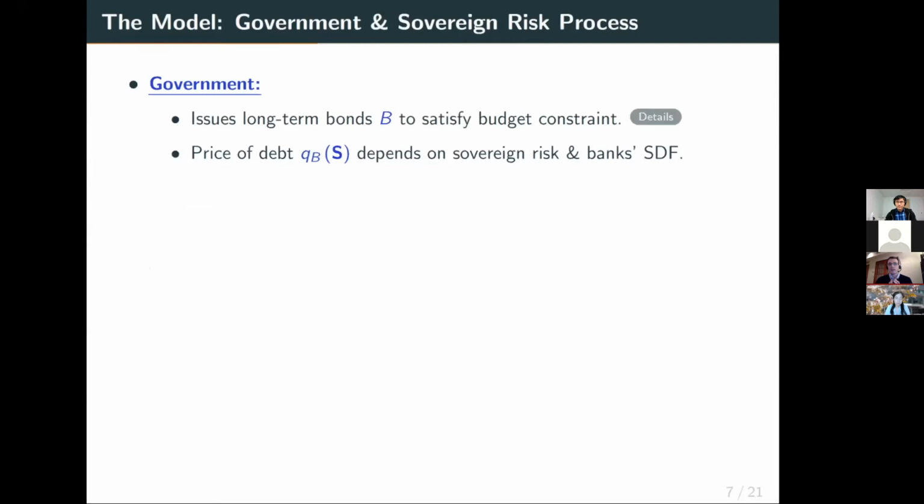So the idea is that the government will issue long-term bonds, B, to satisfy its budget constraint, okay? So think that there is in the background kind of like an exogenous fiscal rule for this government. The thing is that the price of those bonds, which is denoted with this QBS, depends again on 2 different things. It depends on the default probability of the government captured by the sovereign risk, and it also depends on the stochastic discount factor of the bank, because those are the ones that are providing the credit, okay?